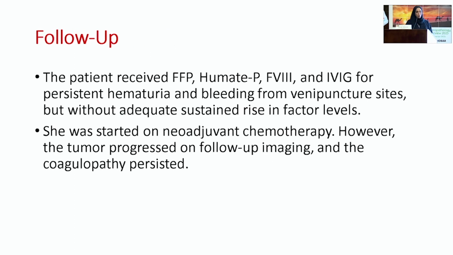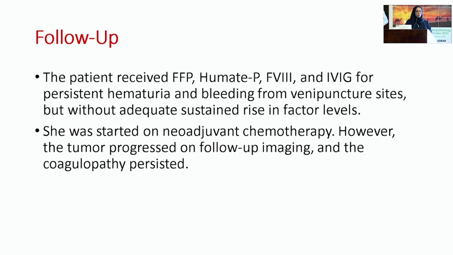So this is probably an acquired von Willebrand disease. This is the course of her treatment. She received fresh frozen plasma, Humate-P, which is a factor 8 and von Willebrand concentrate, as well as pure factor 8, IVIG, and she still had persistent hematuria and bleeding, without an adequate sustained rise in factor levels.